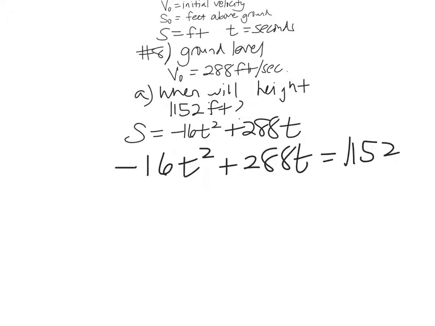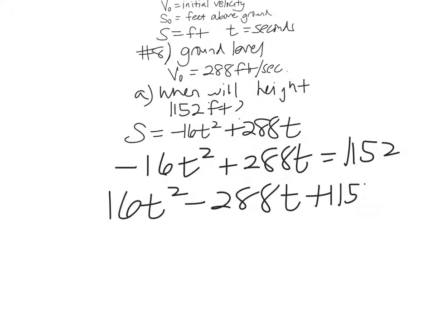Now you have 2 options. One is we can get everything over on one side, which actually we're going to do for both options. So let's just start by doing that. And I hate it when my first term is negative. I don't like when my t squared coefficient is negative. So I'm going to bring everything over to the other side to get 16t squared minus 288t plus 1152 equals 0.